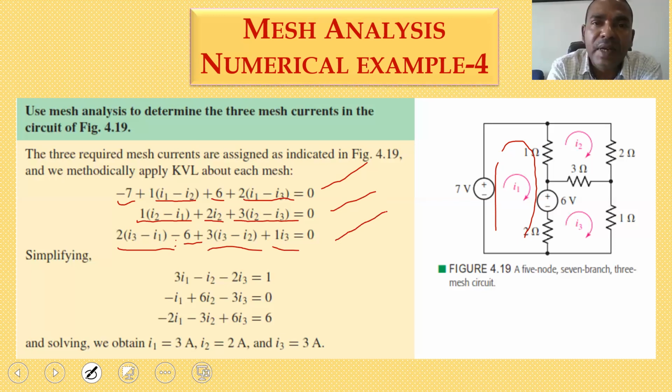So once you have represented these 3 equilibrium equations, then you have to go for the simplification and use Cramer's rule for calculation of delta, delta 1, delta 2, delta 3. Then I1 is equal to delta 1 by delta, you are getting 3 amperes. I2 is equal to delta 2 by delta, you are getting 2 amperes. And I3 is equal to delta 3 by delta, you are getting 3 amperes. So these are the loop currents you are getting after calculation. Next example.